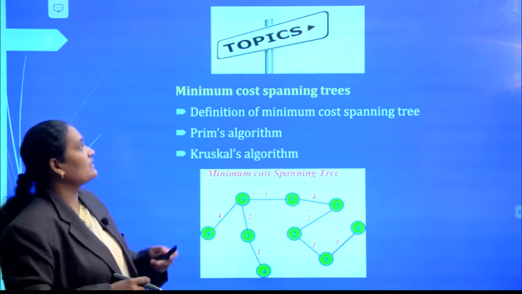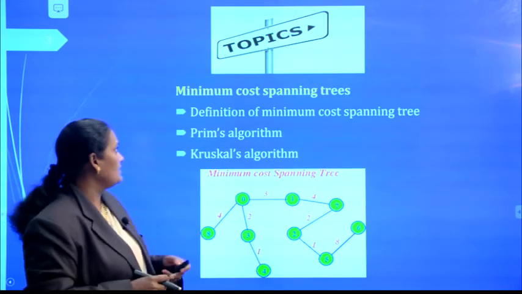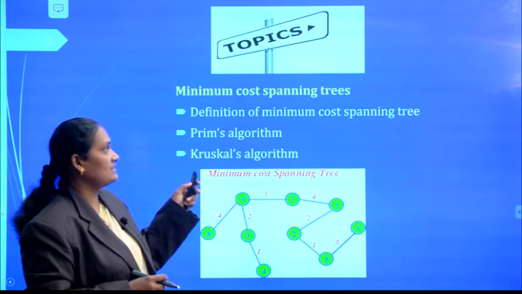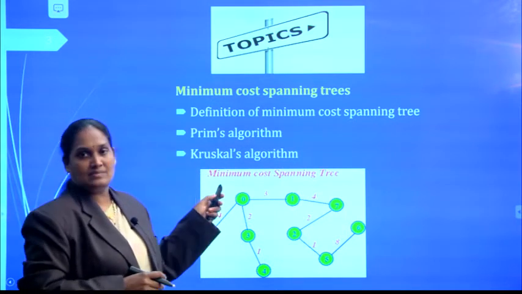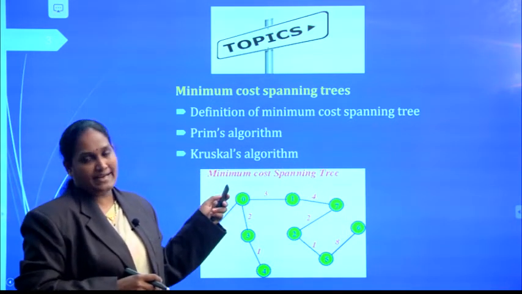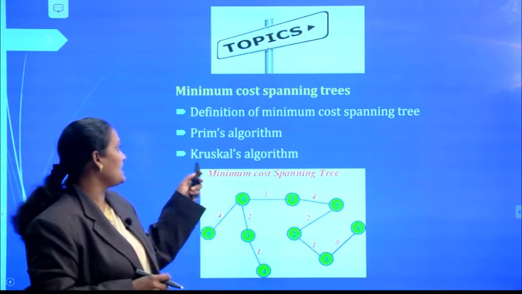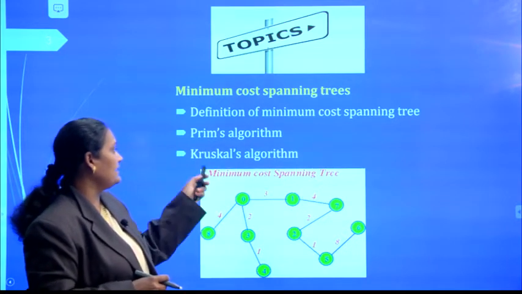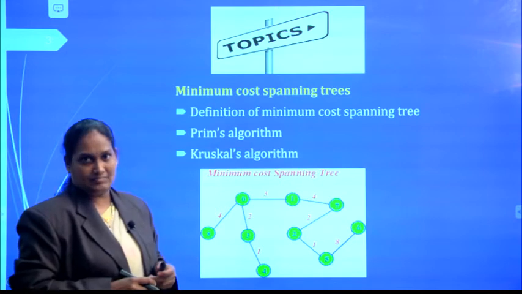The topics that we are going to discuss in this session are the definition of minimum cost spanning trees, and the two algorithms which are used to find the minimum cost spanning trees, which are Prim's algorithm and Kruskal's algorithm.